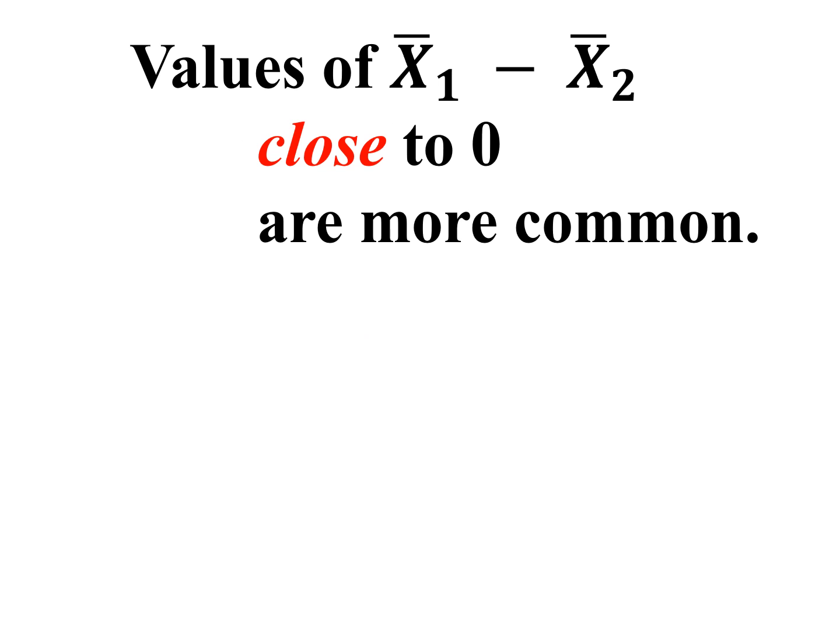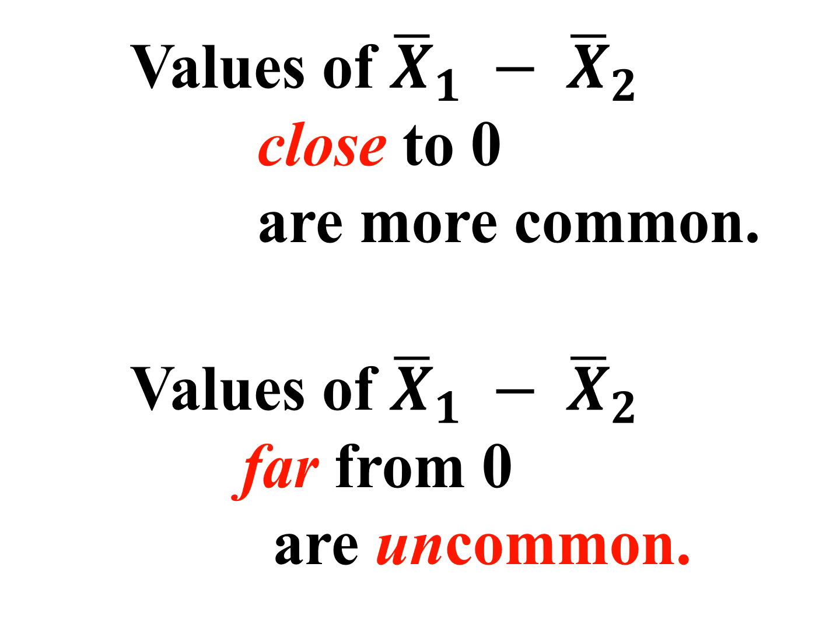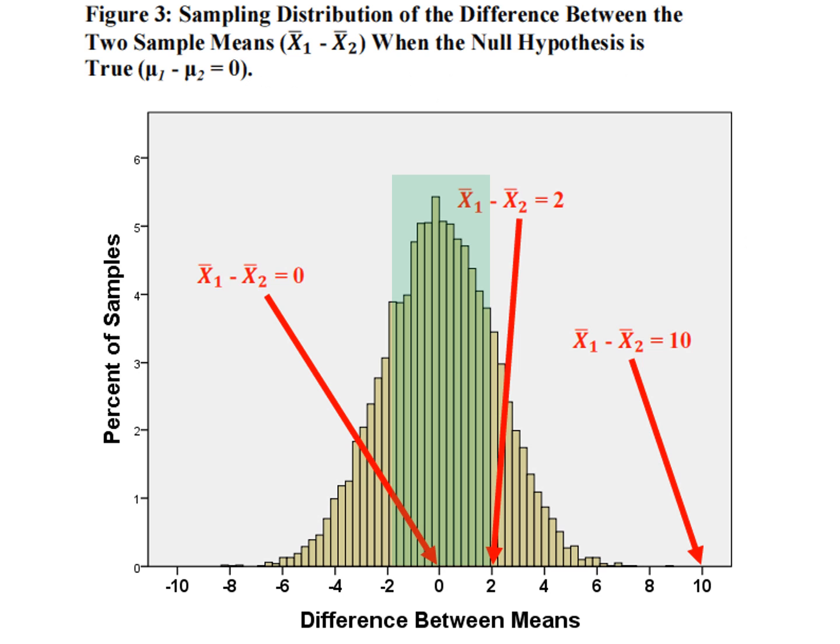The third thing worth noticing is that values of the difference between the two means that are close to 0 are more common. But values of the difference between the two means that are far from 0 are uncommon. For instance, the height of the bars in the distribution shows us that 0 is the most common value of the difference between the means. Also, values from -2 to +2 are common.